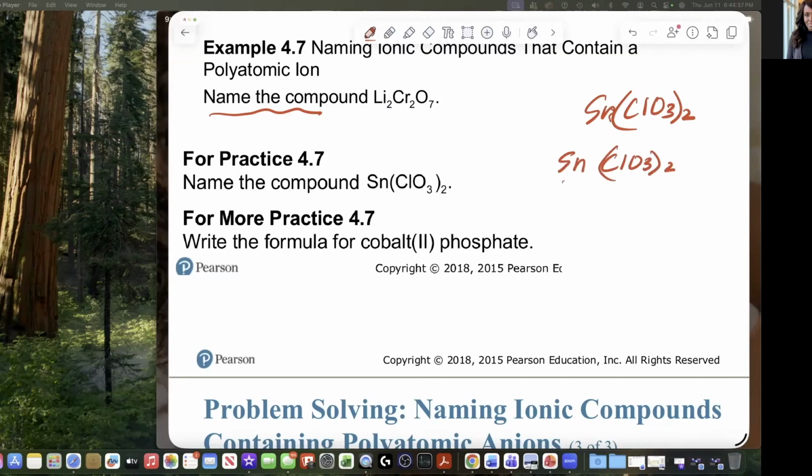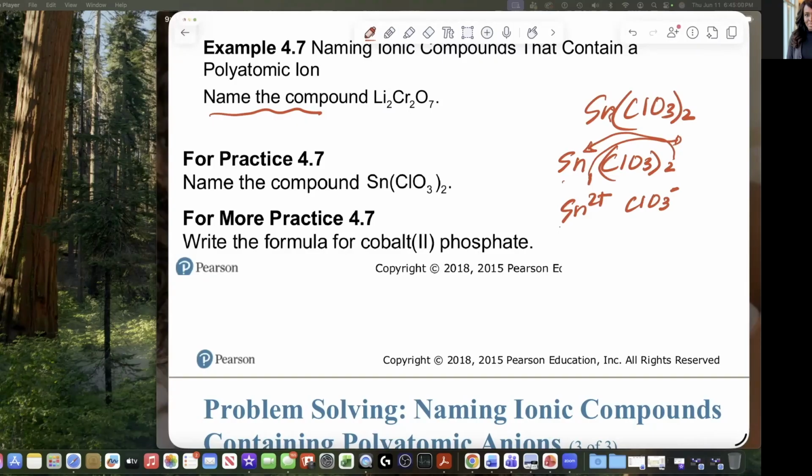We need a charge on the metal. The 2 that's here goes back to the metal and it becomes positive. So we have Sn2 plus. The 1 that's indicated here but not spelled out goes back to the ClO3, and this is going to be negative. In ionic compounds, the cation, the positive one, is first, and the negative ion is second.